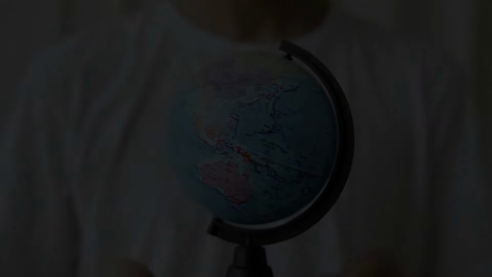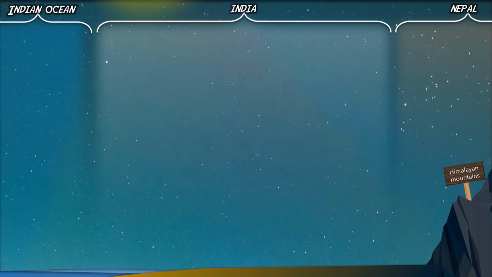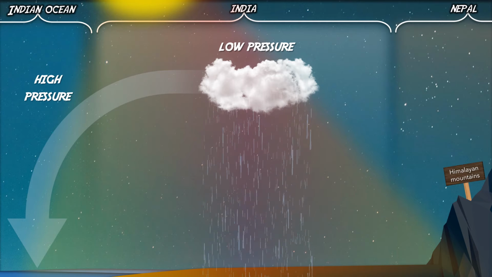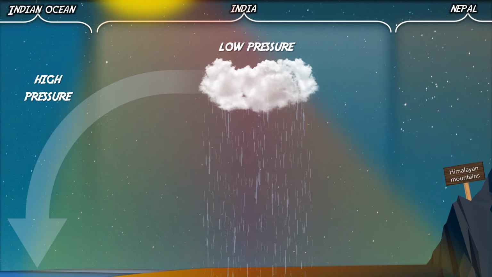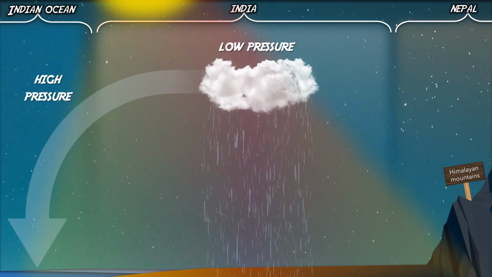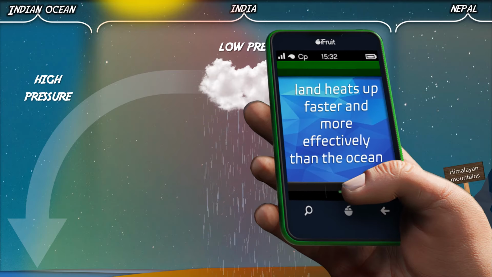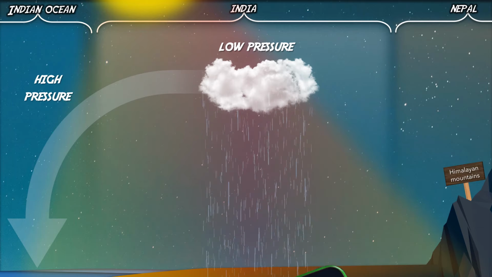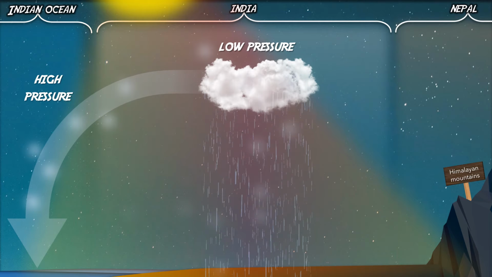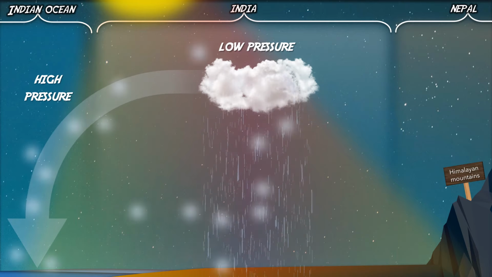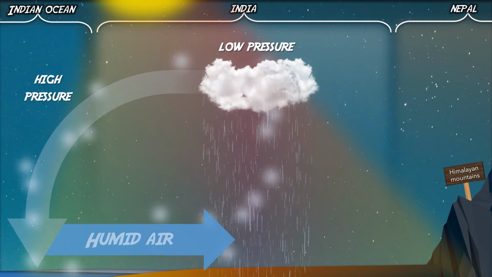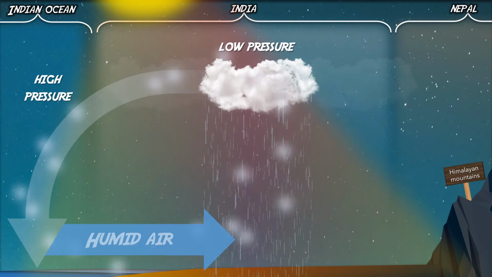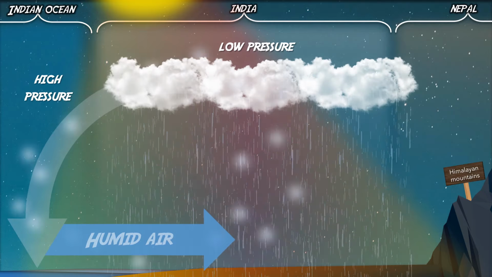Let's get started. In summer, India is exposed to lots of heat by the sun, creating an area of cloud generating low pressure over the land and an area of high pressure over the water. The critical detail is that the land heats up faster and more effectively than the ocean. And since high pressure seeks low pressure, the warm air draws in humid southwesterly winds from the surrounding oceans. This humid air reaches the warm land and rises and condenses into even more clouds.